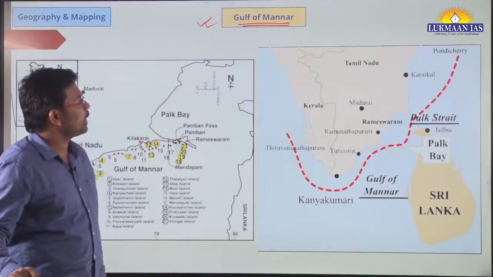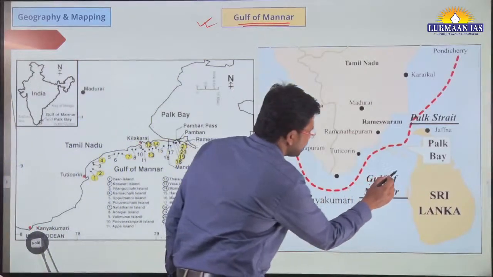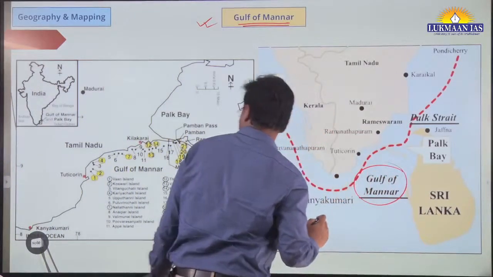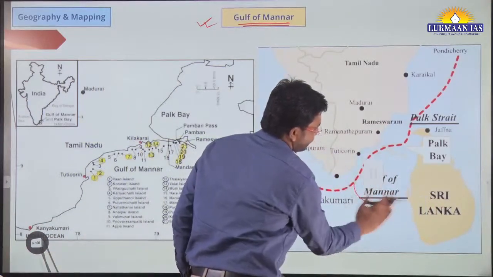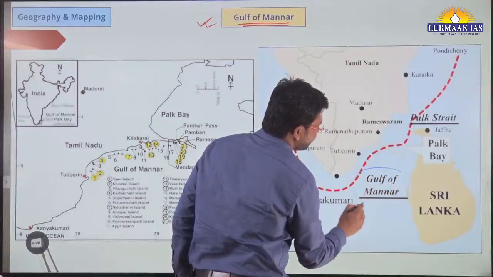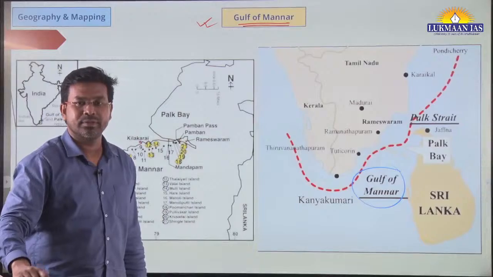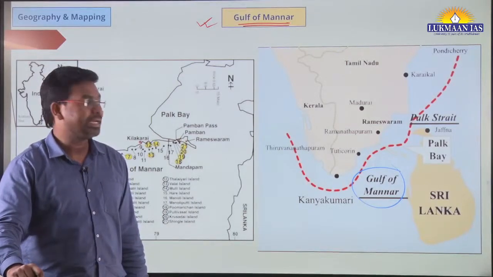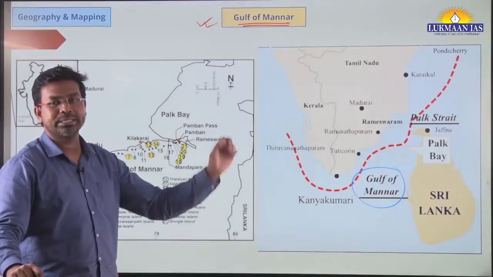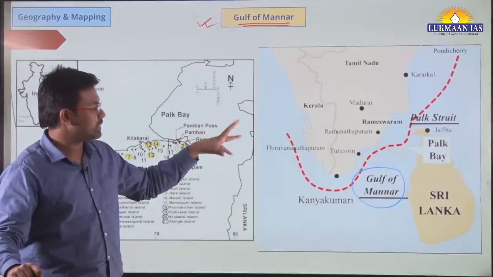When we talk about Gulf of Mannar, it is located over here. Okay, so let me take another color. So this is the Gulf of Mannar. Why are we saying it to be a Gulf? A Gulf is generally a region that is surrounded on three sides by water.